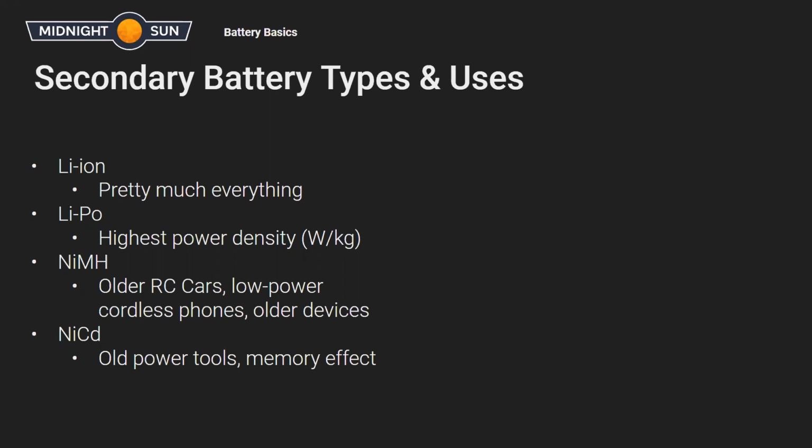Lithium polymer batteries are similar, but they just have a higher power density. So there's more watts of power per kilogram. Nickel metal hydride is an older technology that you'll still see fairly commonly, and then nickel cadmium is used in old power tools, and it has a memory effect where if you don't discharge it completely before recharging it, then it'll have a lower capacity in the future.